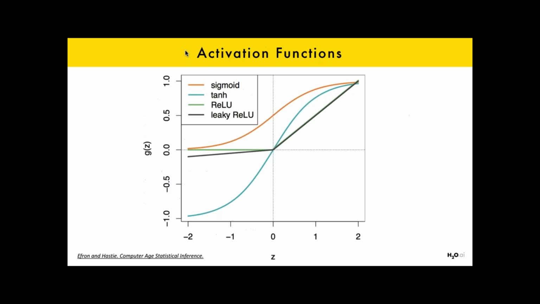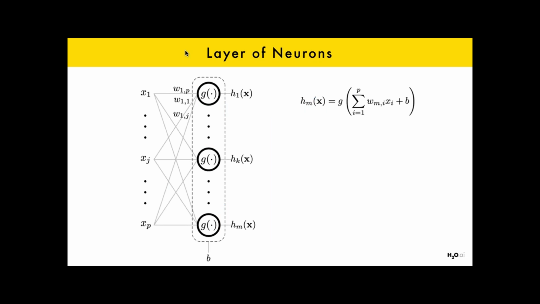Could you go back to the activation functions? Which one is the latest research? I mean, people use ReLU a lot today. Classically, they'll use tanh or sigmoid.